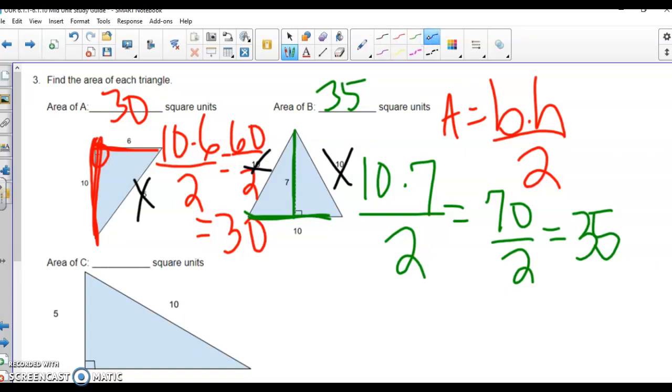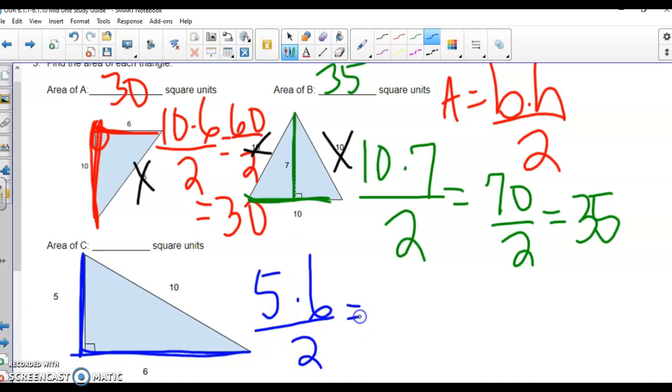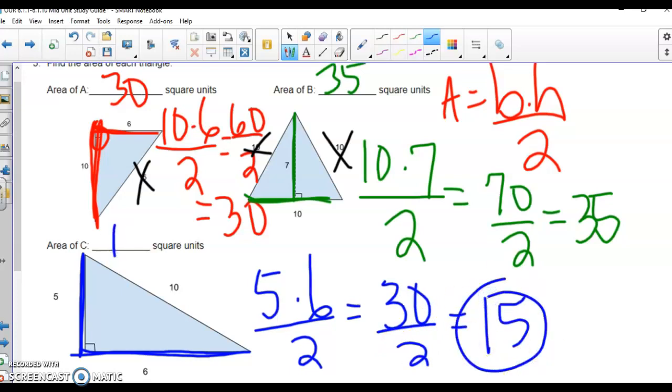Okay, let's look at this part C. So here we have a height of 5. If I scroll up a little bit, you can see that the base is 6. So we will multiply 5 times 6 and then divide by 2. 5 times 6 is 30, and 30 divided by 2 is 15. So 15 square units for part C. Again, we don't use 10. 10 is not a base or a height on that one.